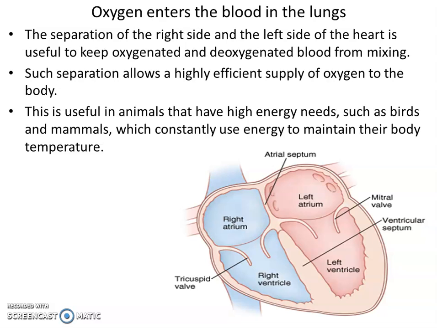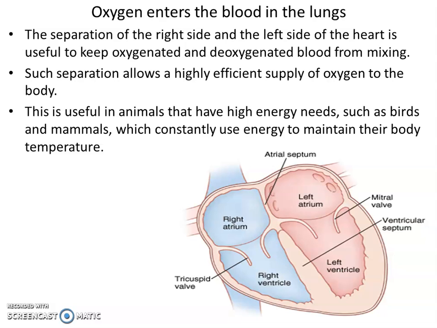Why do we separate them like that? It is for the oxygen to reach our body very efficiently. Okay, because oxygen is needed by our cells every time. And why do organisms like us need such an efficient supply of oxygen? It is because to produce energy. Only if oxygen is there can our body produce energy.